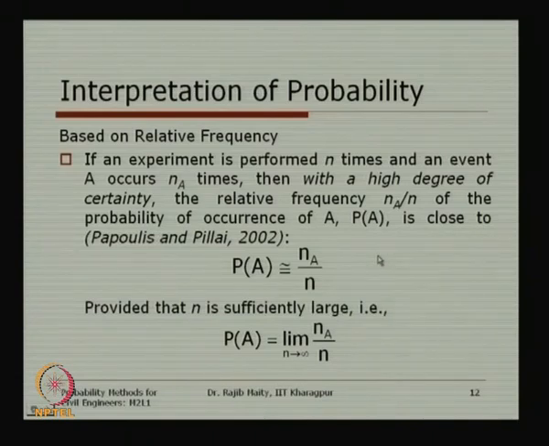As I told you, this should be sufficiently long. An infinite sequence of trials should be tested to approach that particular number. So if I want to know exactly what this probability is based on the relative frequency concept, then this n should be sufficiently large, and that is why we write the probability of A equals the limit as n tends to infinity of Na by n.